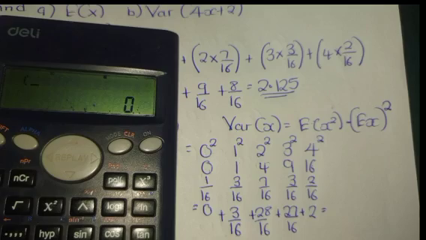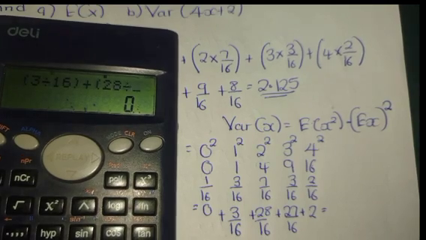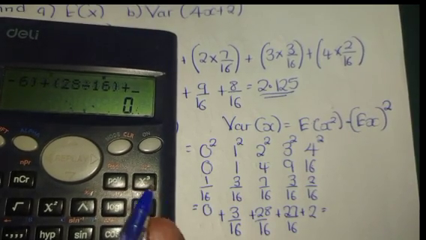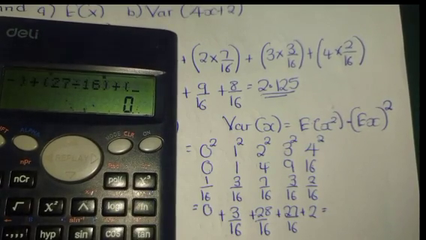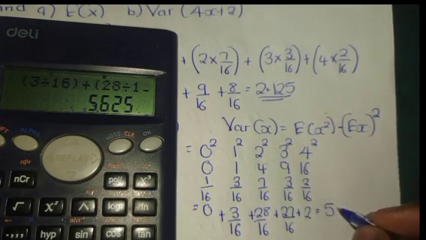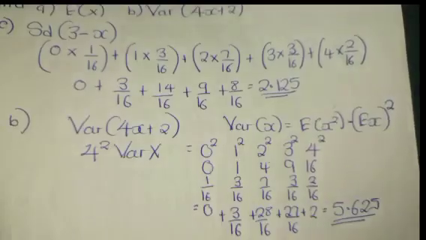We have open bracket 3 divided by 16 plus 28 divided by 16 plus 27 divided by 16 plus 2, of which we'll get our answer to be 5.625. So this is the value that we are looking for.